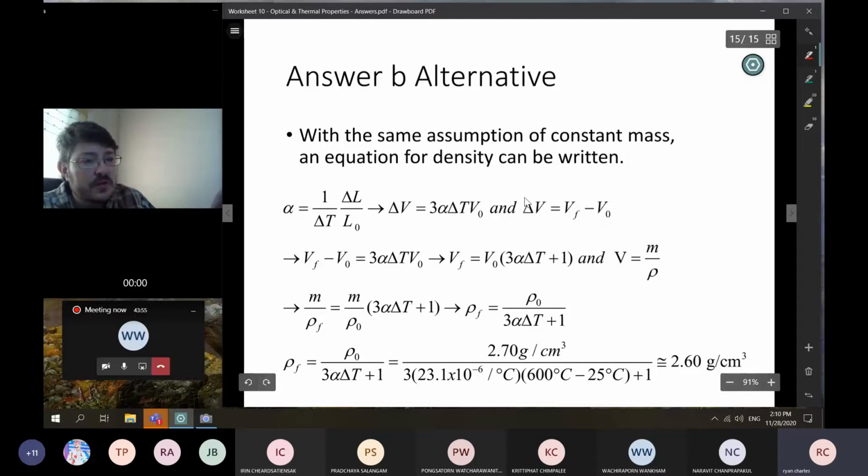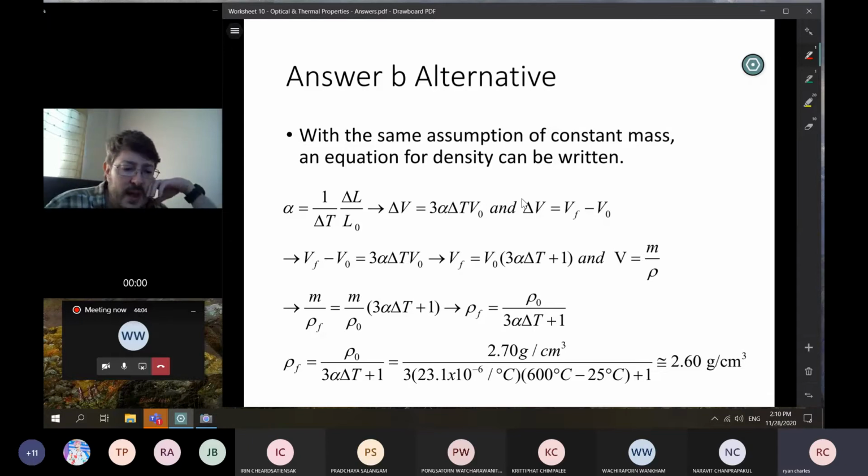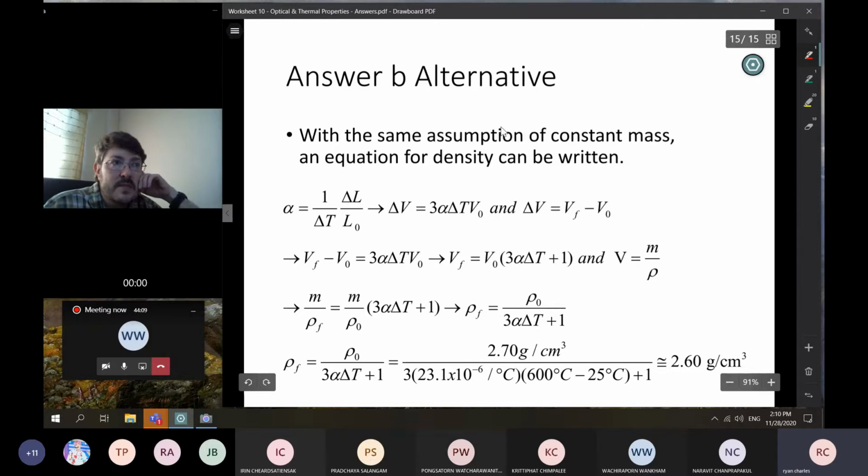Now, you could go further than that and turn that into a general equation for density. Wouldn't it just be nicer to have an equation where we can calculate the density directly, right? So with the same assumption of a constant mass, we can write an equation for density directly, all right? And this is the derivation for that equation, which you may not find in books too often. But you find that density as a function of temperature depends on the initial density, right, and the change in temperature. And here, the coefficient of thermal expansion, right?